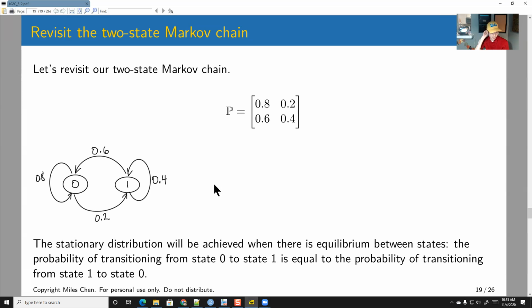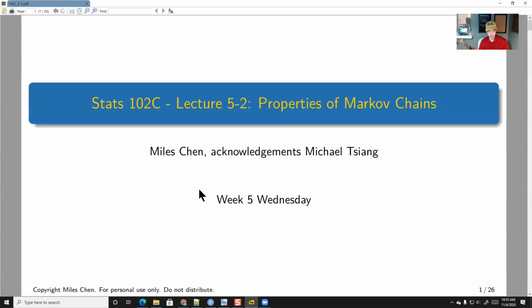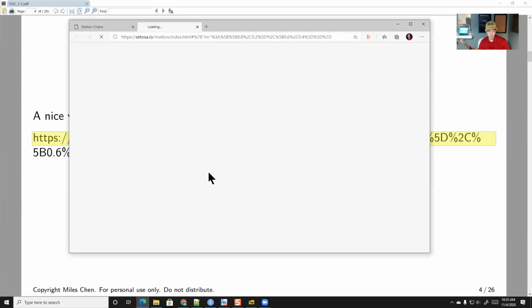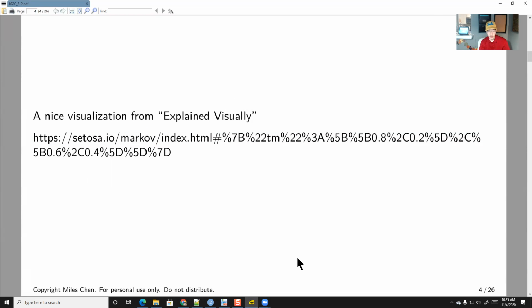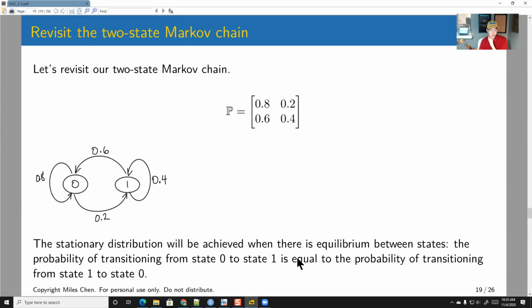All right, let's revisit this two-state business. Okay, so this is what we had here. We're going to revisit our two-state Markov chain, and we want to see where we can achieve equilibrium. We're going to have equilibrium basically when the amount flowing from 0 to 1 is equal to the amount flowing from 1 to 0. Or I should say, the probability of flowing from 0 to 1 is equal to the probability of flowing from 1 to 0.